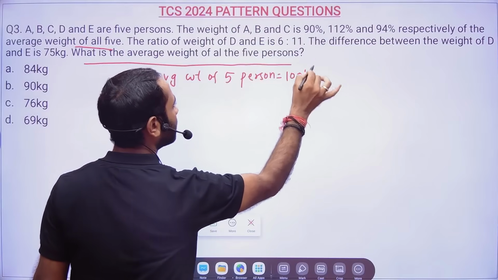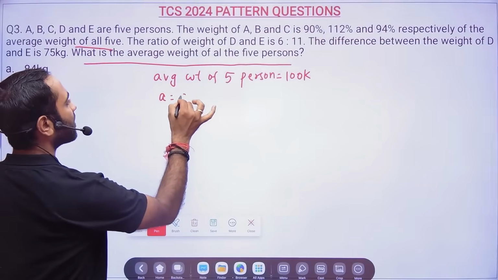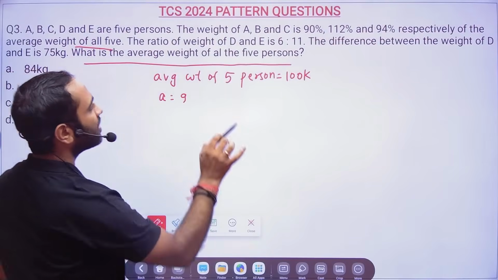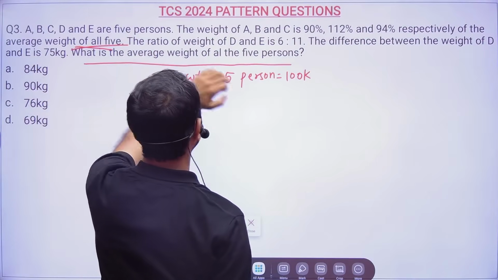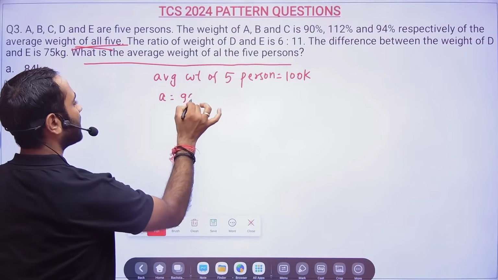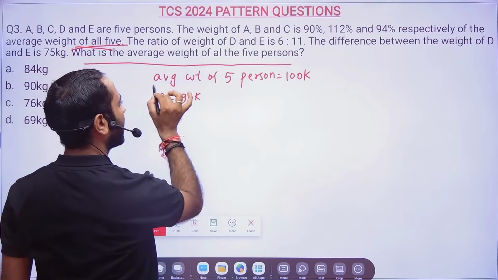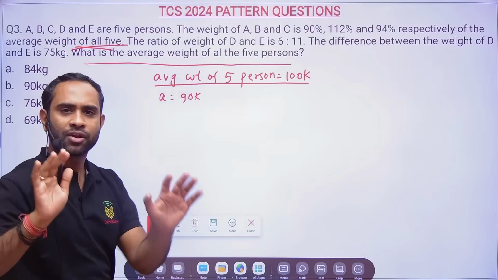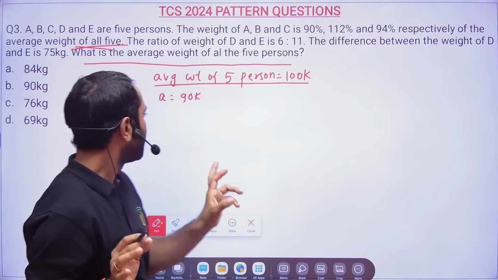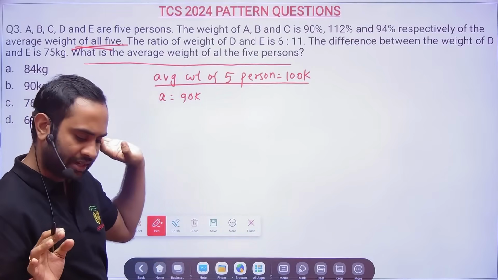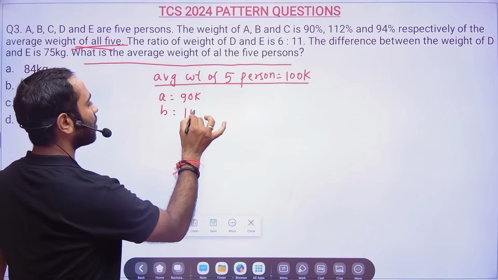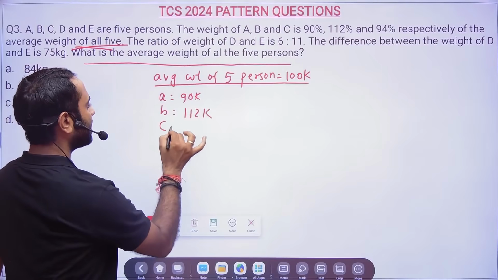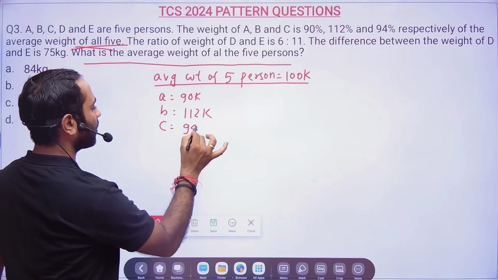100k, right? Okay. So A is nothing but 90% of the average weight of all 5. So A will become 90k because the average weight I have assumed is 100k. Total average weight is 100k. A is 90%, 90k, right? Okay. B is 112%, so 112k. C is 94%, so 94k, right?